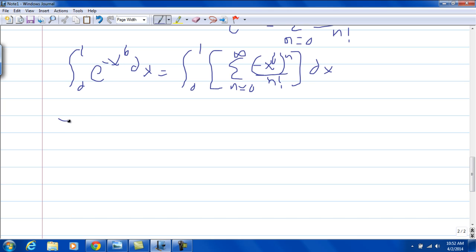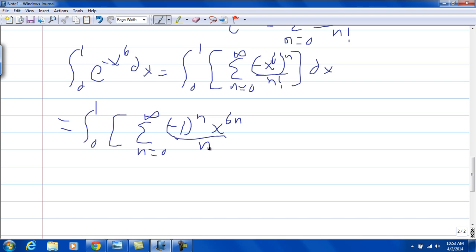And we can play with this a little bit. That becomes the integral from 0 to 1 of the sum as n goes from 0 to infinity of, and I could break this out. I have a negative 1 there to the n, essentially, so negative 1 to the n x to the 6n over n factorial dx.